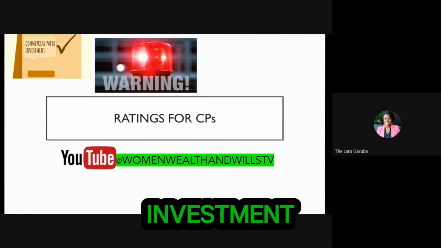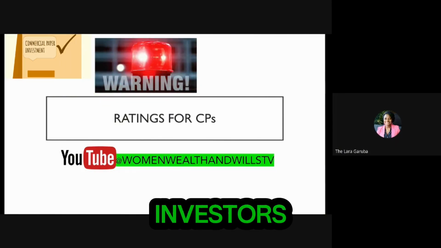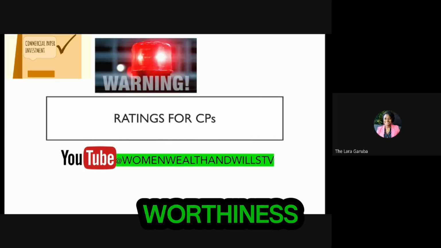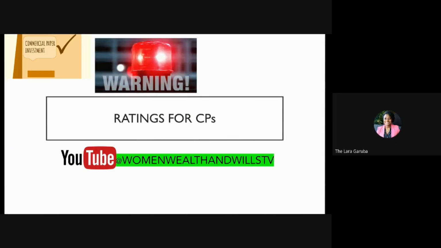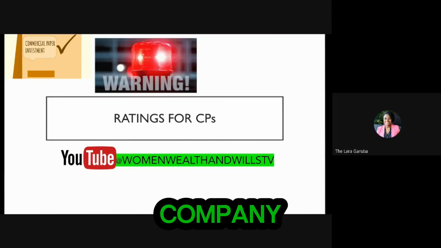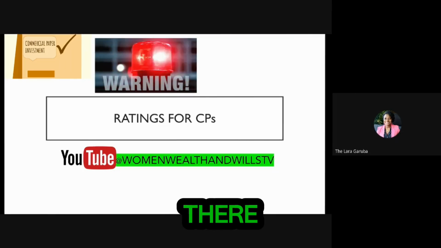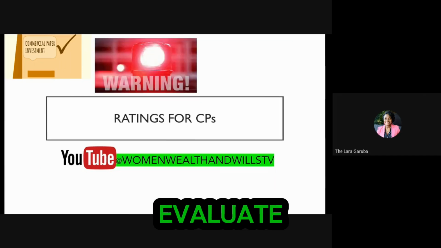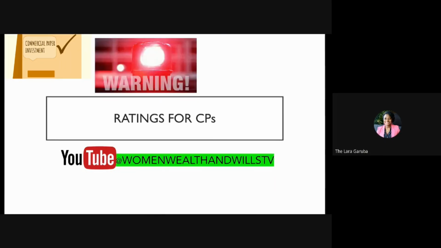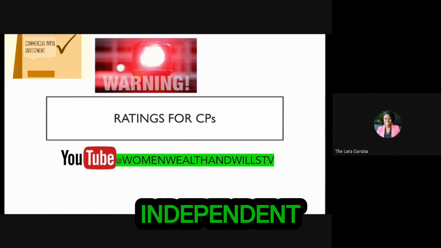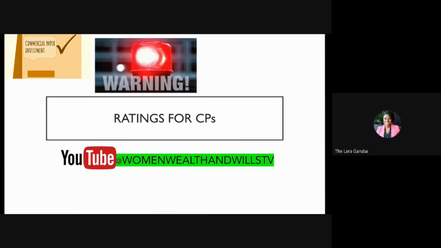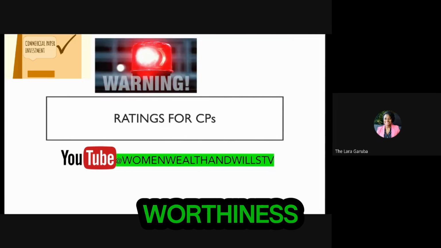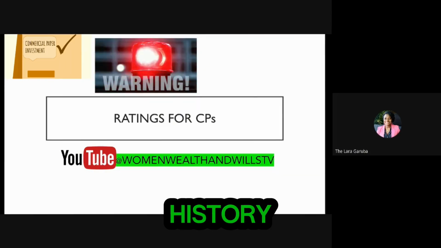Rating for commercial paper investment is crucial as it helps investors assess the credit worthiness and default risk of the issuer. You are the investor, the company issuing it is the issuer. So there are a series of risk assessments you need to look at. Number one, default risk assessment. There are rating agencies that evaluate the issuer's ability to repay, providing investors with an independent assessment of default risk. Number two, credit worthiness. Ratings reflect the issuer's credit history, financial health, and management quality.